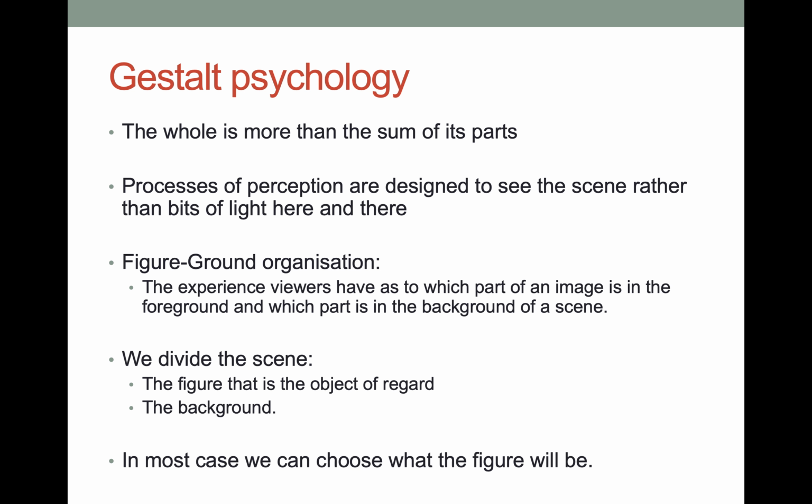Figure ground organisation refers to the experience viewers have as to which part of an image is in the foreground and which part is in the background of a particular scene. In essence, we divide the world into two elements, the figure, that is the object of regard, and the rest, which is referred to as ground or background. And in many cases, we can choose what will be the figure.